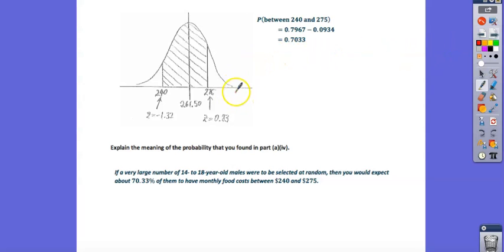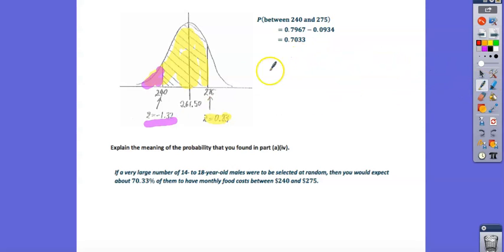Okay, now when you want to do one that's in between, here, let me do a highlighter. We're going to find the area of everything over here, because if I enter this z-score down here in that table, it'll give me everything over here. Then I'm going to subtract off everything right here, and that's where I enter this z-score.